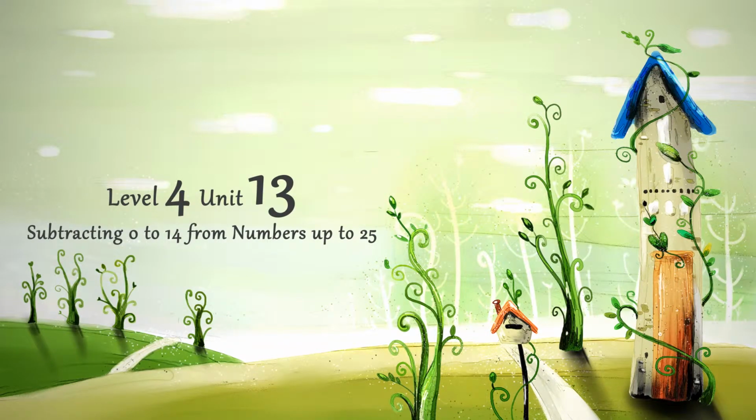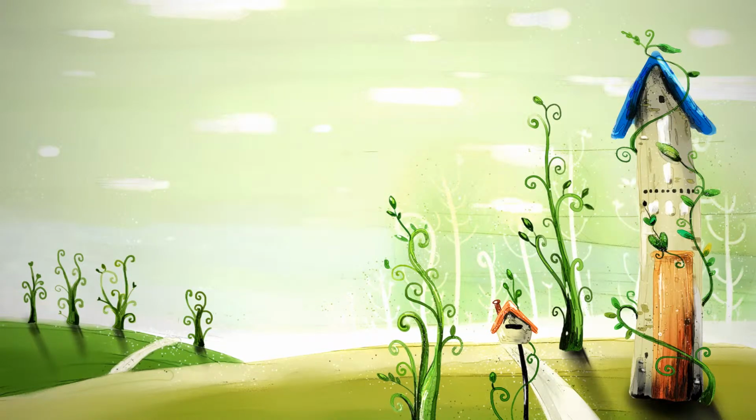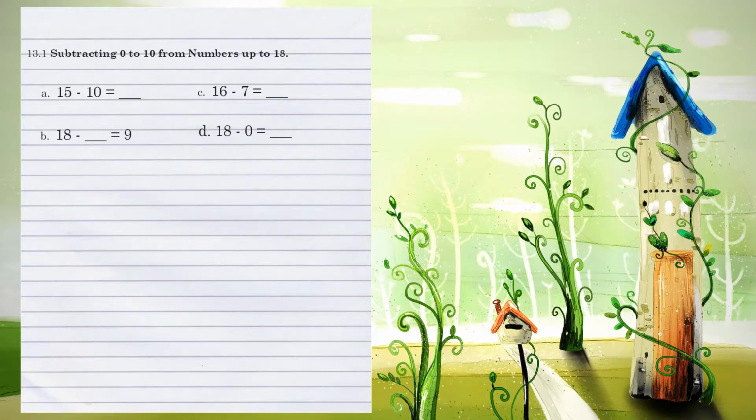Level 4, Unit 13, subtracting 0 to 14 from numbers up to 25. Unit 13.1, we're going to be subtracting 0 to 10 from numbers up to 18. Let's look at example A. We have 15 minus 10.